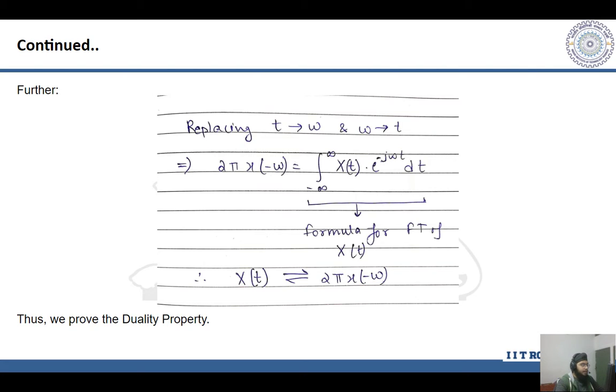Now if we replace t with omega and omega with t, we get the equation 2 pi x of minus omega is equal to the integral from minus infinity to infinity of capital X of t e to the power minus j omega t dt. And on the right side you can see that this is the formula for the Fourier transform of capital X of t. Thus we have proved the duality property: capital X of t has the Fourier transform 2 pi small x of minus omega.